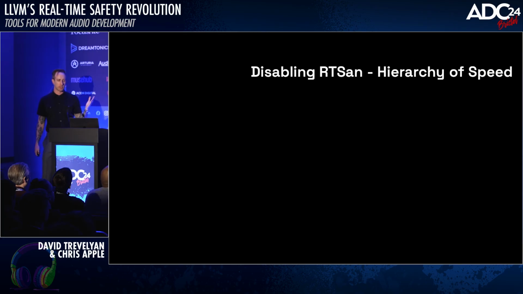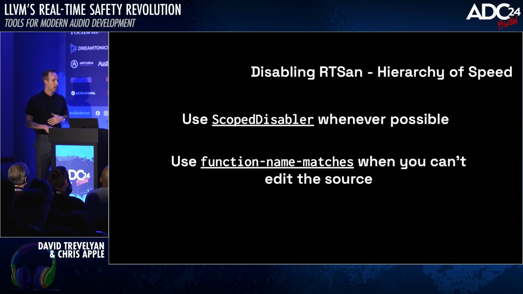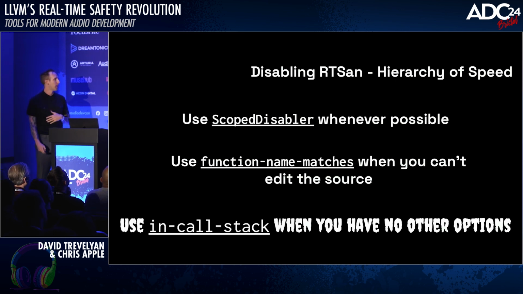So our recommendations here. Use scope disabler whenever possible, especially if you're leaving these things in your code constantly, all the time. Use function name matches if you can't edit the source, you're playing around at runtime and experimenting. And use call stack contains when you have no other options. It's a very big hammer, but it comes with a very big price tag as well.